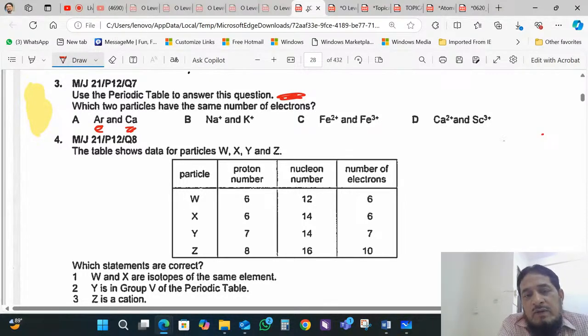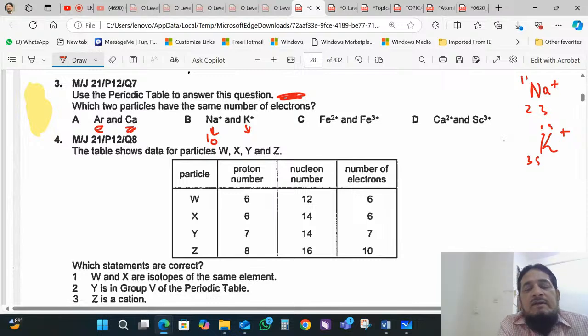Sodium is in group 1 and potassium is also in group 1. Sodium Na plus 1: in the case of the atom, it has 11 electrons, so sodium plus will have just 10 electrons. And potassium is 19. So the plus one means one electron will be deducted, one electron will be less, so this will have 18 electrons.